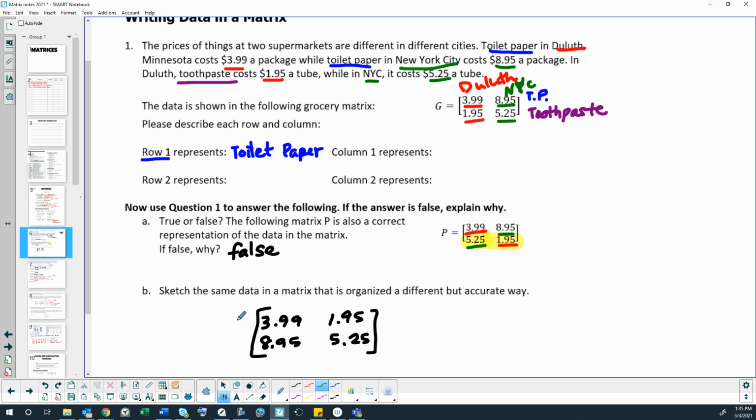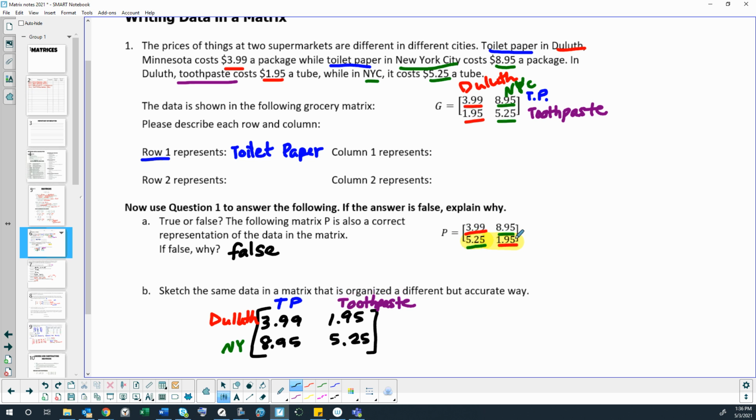So all we've done here is we've traded that the rows are now the cities and the columns are now the products. So toilet paper and toothpaste, which if we wanted to abbreviate has the same initials more or less as toothpaste, we could just call it T. Okay, so that's one way of switching it, would be to actually trade the rows for the columns and the columns for the rows, right?